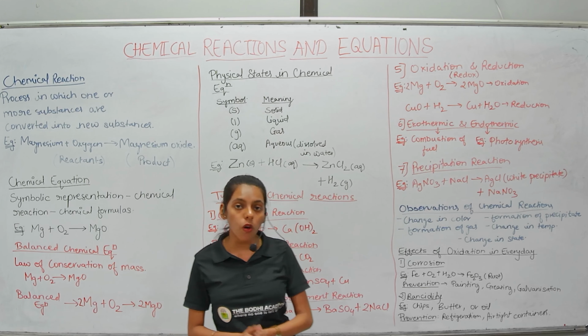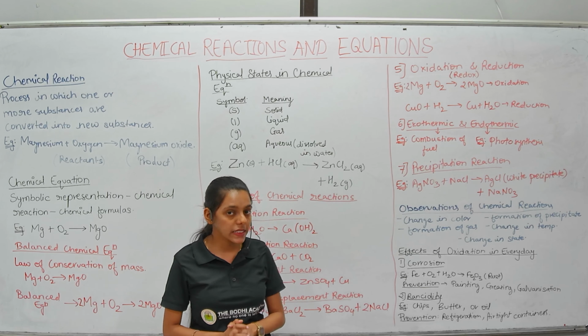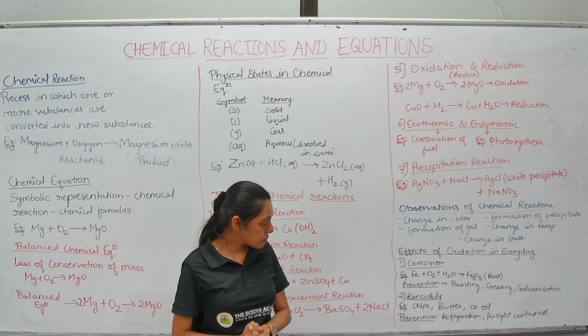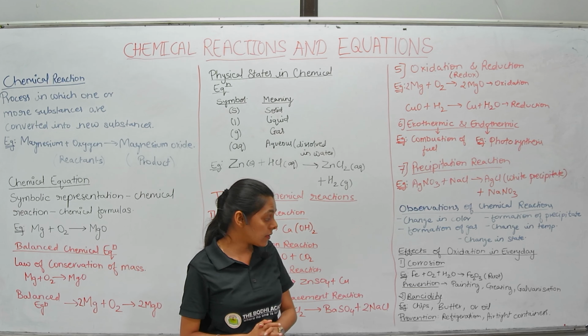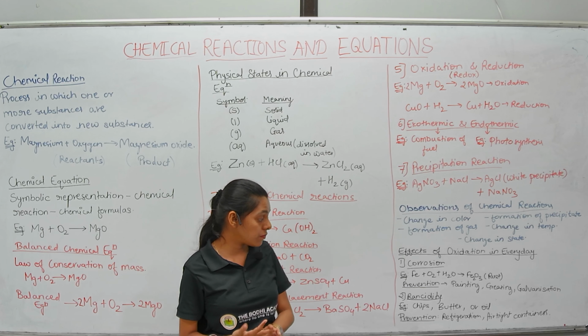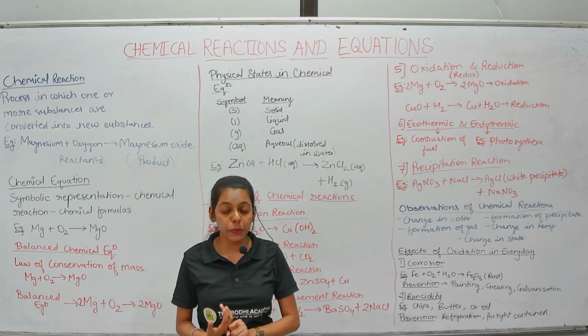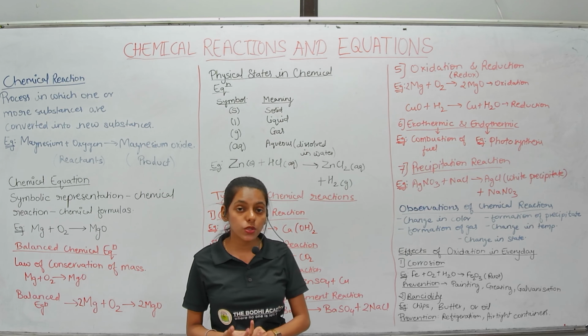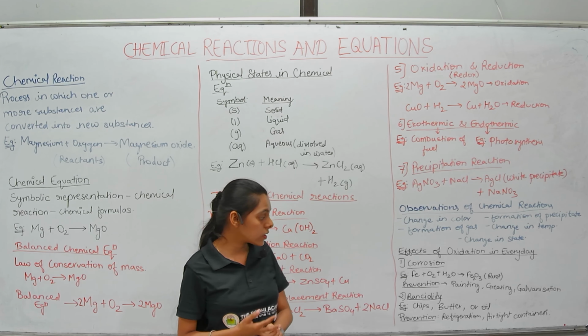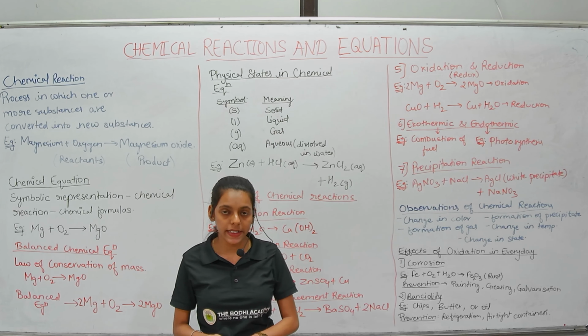Then there is rancidity. Here there is oxidation of fats and oils. The examples are oxidation of chips, butter or oil. How can this be prevented? We can store the food in refrigerators, or we can keep it in airtight containers.